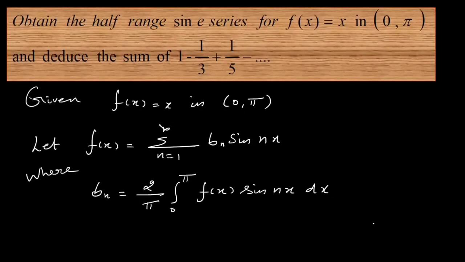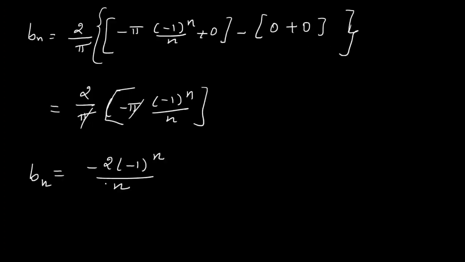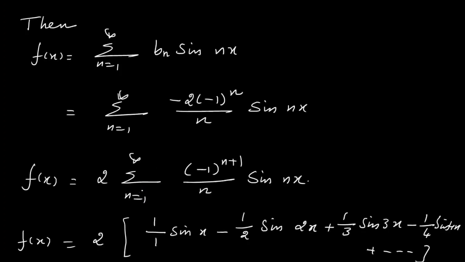Next we find out the half range sine series for the same function f of x equal to x. If it is a sine series, it consists of only sine terms. So for that we make use of this formula for calculating bn. Just replace f of x by x sin nx. This is from uv dx, so uv1 minus u dash v2. Now simplifying this, you get the value of bn is equal to minus 2 times minus 1 whole power n divided by n. That's all. Substituting here, you get the Fourier sine series, that is the half range Fourier sine series.